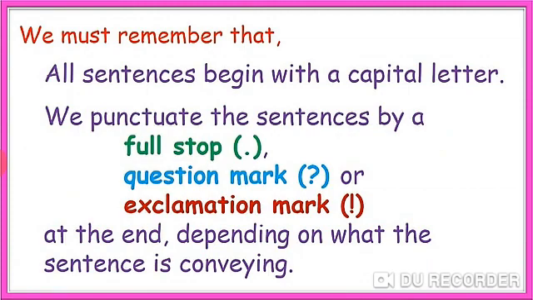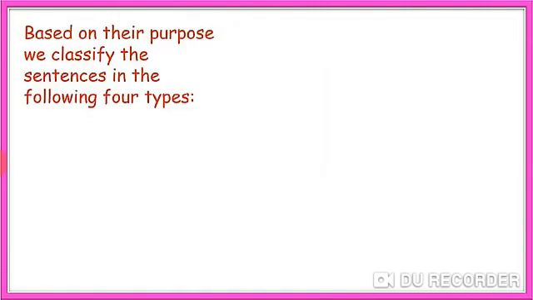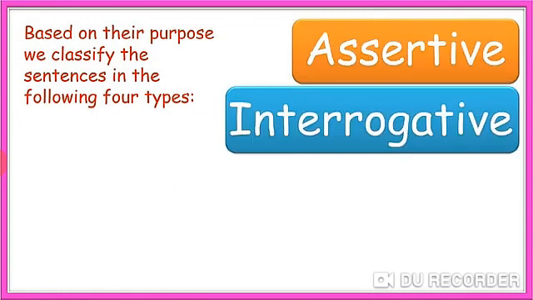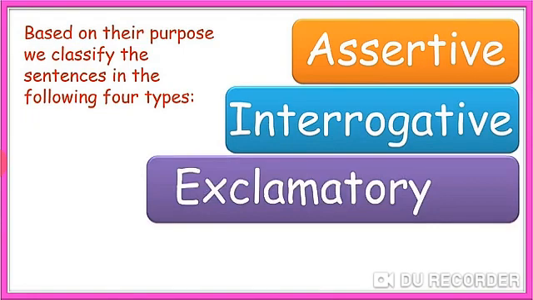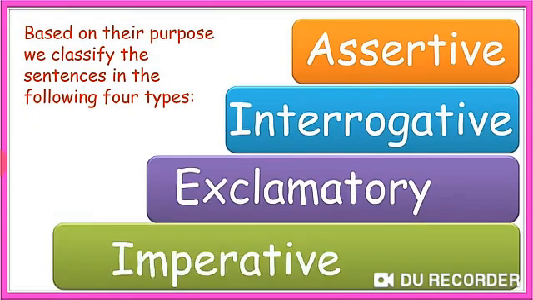We must remember that all sentences begin with a capital letter. We punctuate the sentences with a full stop, question mark, or an exclamation mark at the end, depending on what the sentence is conveying. Based on their purpose, we classify the sentences into the following 4 types: assertive, interrogative, exclamatory, and imperative sentences. Let's understand each of them in detail.